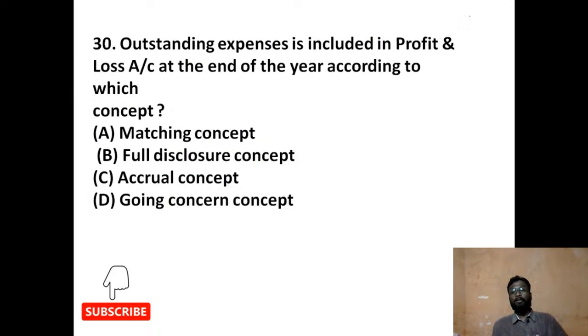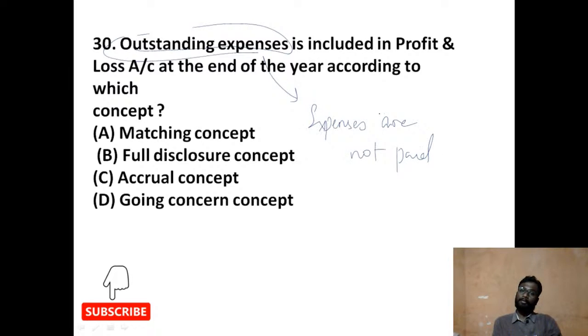Outstanding expenses included in profit and loss account at the end of the year according to which concept? Yes, very good, beautiful question. Now try to understand. Outstanding expenses are those expenses which are not paid. Expenses which are not paid are outstanding expenses, isn't it? But we are recording them in the profit and loss account.